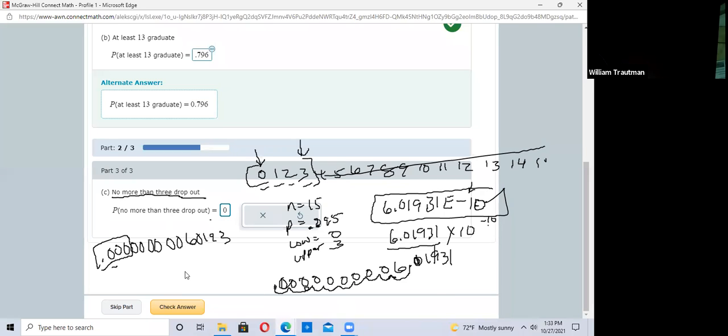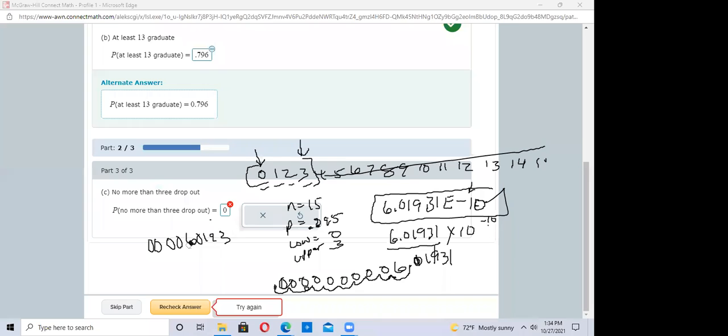Let's see if we get that one correct. Oh, we didn't get it correct, unless I typed in something wrong on my calculator. No more than 3. Oh, wait. Can somebody tell me why I'm going to erase everything? I'm going to go ahead and erase.